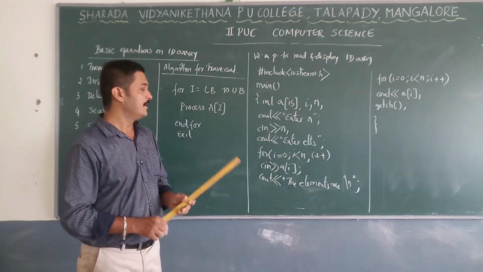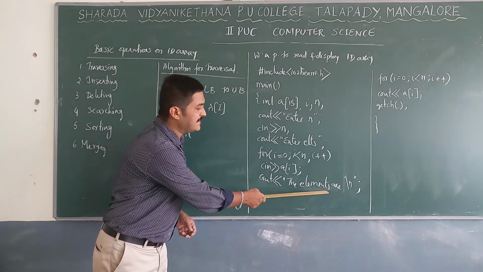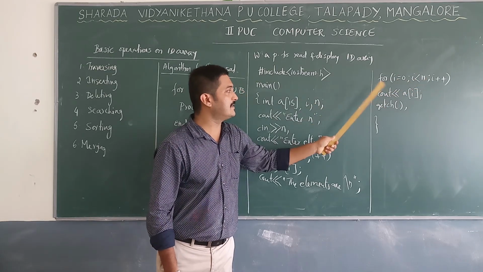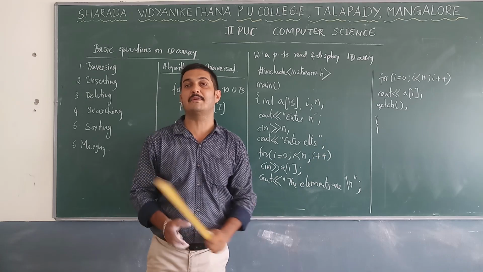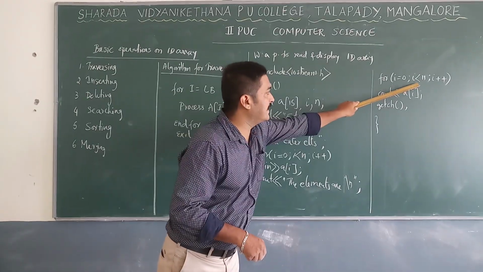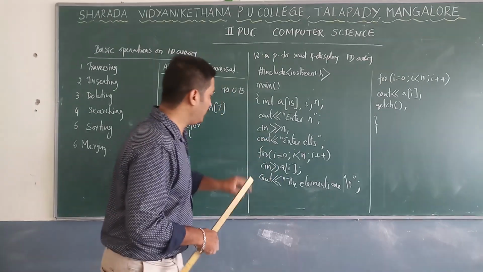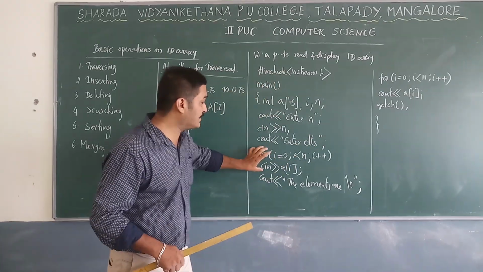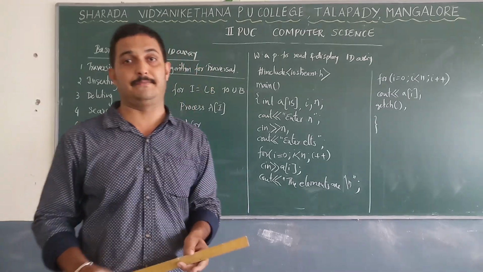Next, again we are going to display the elements: for i equals 0, i less than n, i plus plus, cout a[i]. So here also two statements represent the traversal. For i equals 0, i less than n, i plus plus, cout a[i]. So two statements, here the for statement and cin, there the for statement and cout. These two program segments represent traversal.